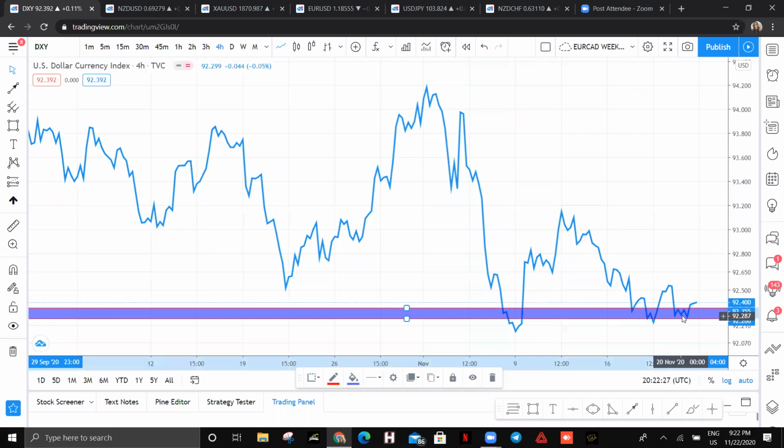Now this is the zone we identify. The next one is here, this pullback. This is another one from here to here. So what are you going to do? You pick your horizontal line and draw from here to this place.